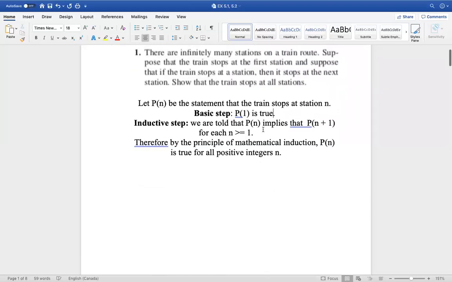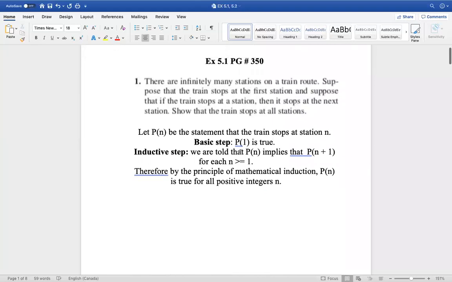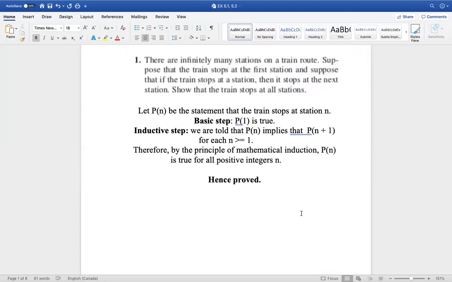Based on the question, we know that the train stops at the first station, which is our basic step. Then we know that if the train stops at a station, it stops at the next station, which is our inductive step. Therefore, by mathematical induction, P(n) is true for all positive integers. That's proved. Any questions?